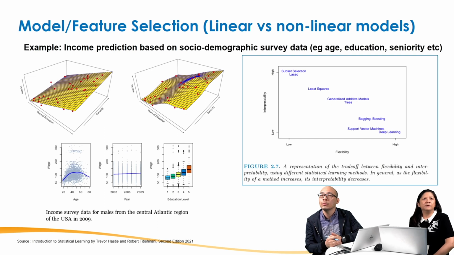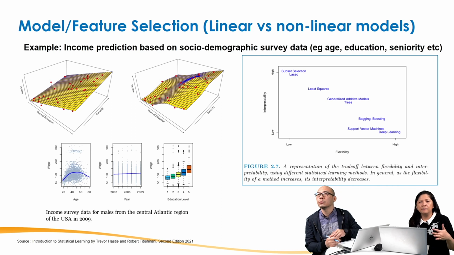As an example of model selection, linear and non-linear models: in this example we are interested in predicting income based on social demographic survey data, for example age, education, and so on. We may fit either a linear model on the left or a non-linear model on the right, depending on which one has a better model fit.